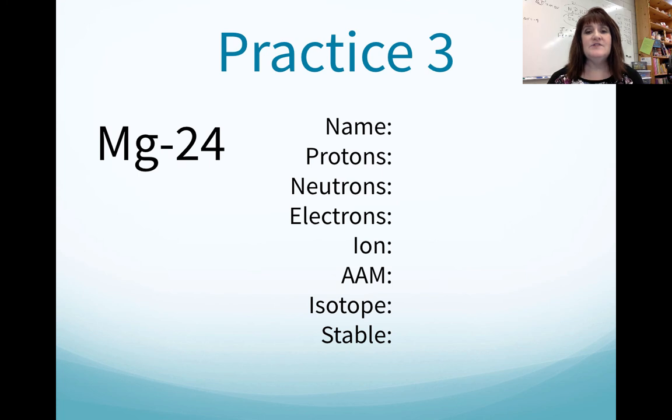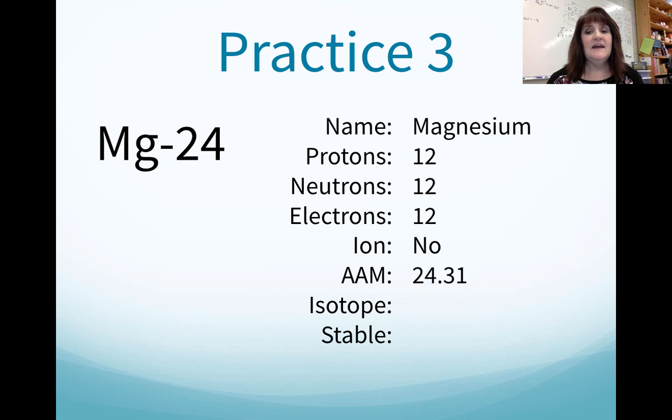Last one is Mg 24. This is magnesium. There are 12 protons, 12 neutrons, and 12 electrons. It is not an ion. The AAM is 24.31. It is not an isotope, therefore it is stable. You're going to have lots of problems to do in class.